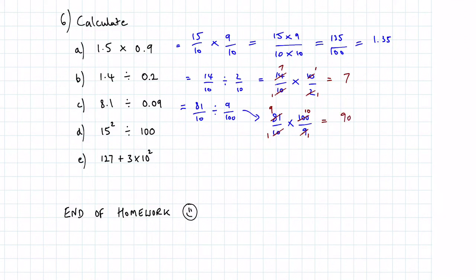This one's just a simple calculation. So 15 squared is 225. So I've got 225 divided by 100. So I do my powers before I divide. 2.25. And the last one, BIDMAS time, 127 add whatever 3 times 10 squared is. Well, 10 squared is 100. So 3 times 10 squared is 300. Giving me an answer of 427.